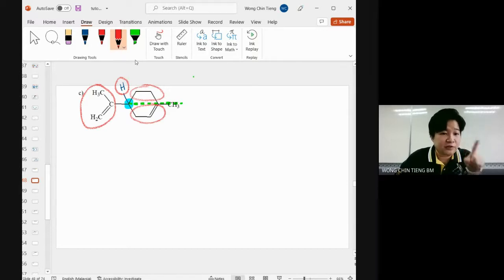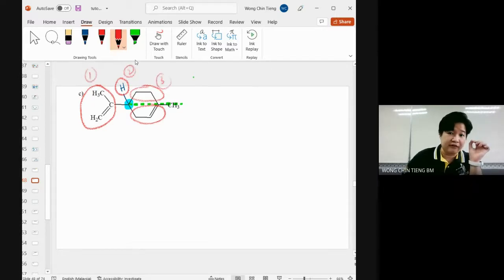It's different due to the presence of double bond. Betul? Dia berbeza. Bukan sebab CH3 tau. Sebab kehadiran double bond. So you have 1 group different, 2 group different, 3 group different, 4 group different. So pakcik ni ada enantiomers and the chirality center is over here. Okay?